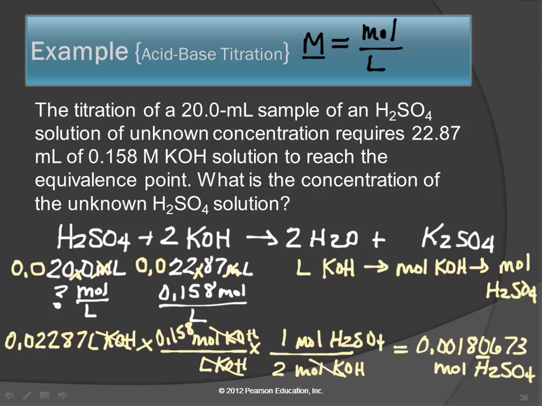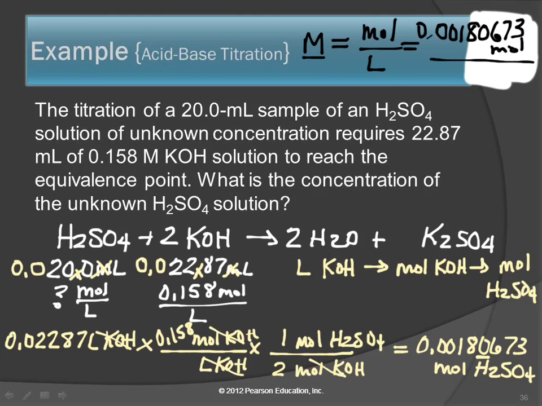That is the number we need up here. Well, I'm going to have a problem, because I'm going to write in black, and it's not going to show up over there. 0.00180673 moles. And what was the volume that we divide by? 20 milliliters, which is 0.0200 liters. I still have that number of moles in my calculator, so I'm just going to divide by 0.02.